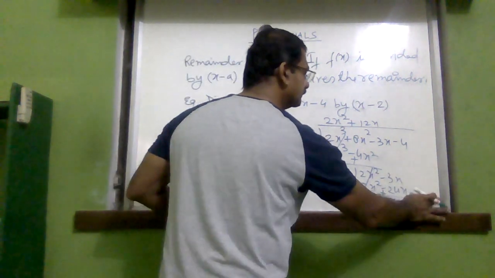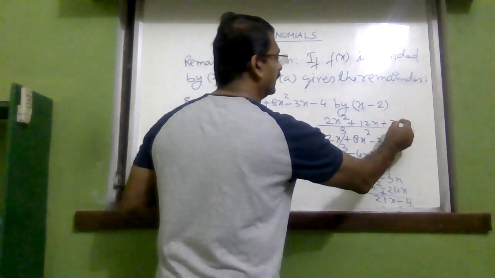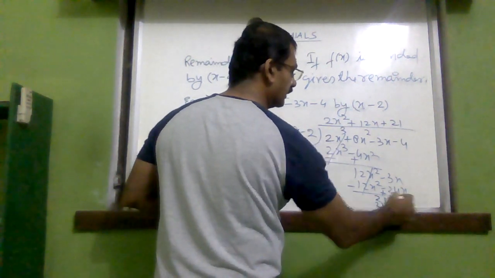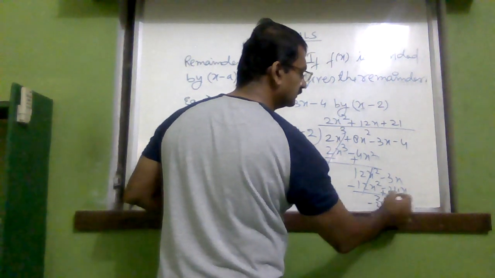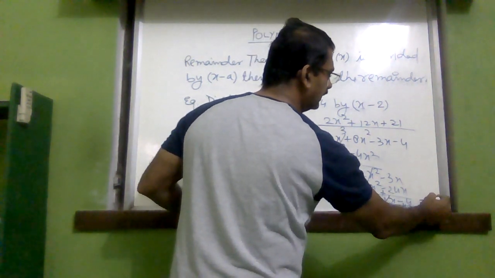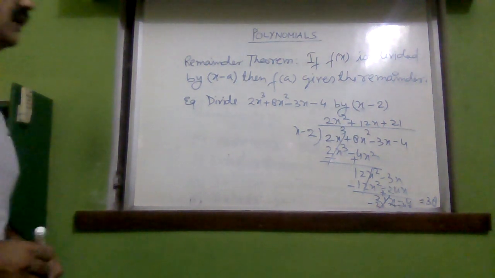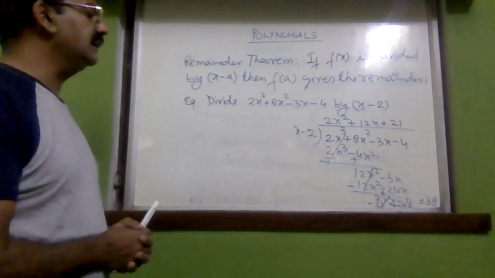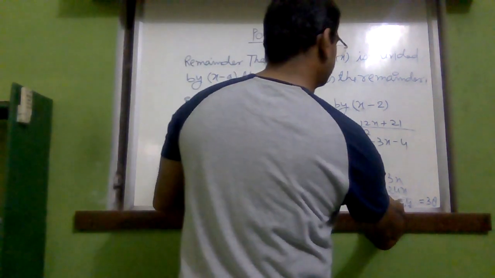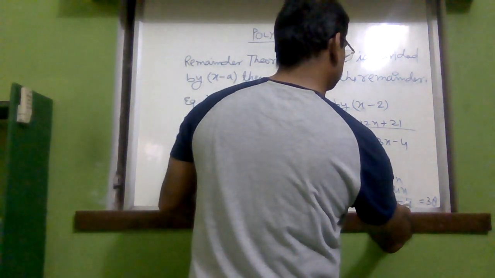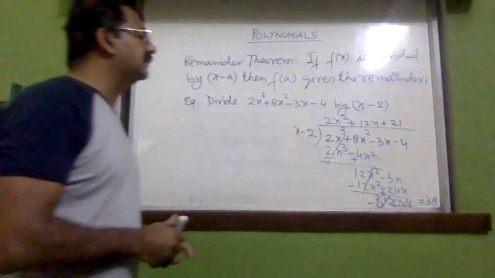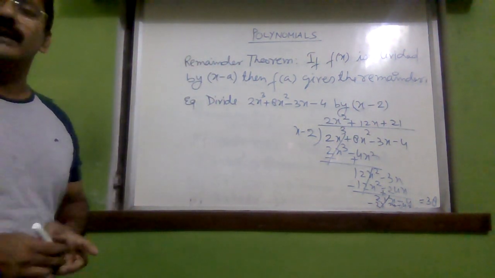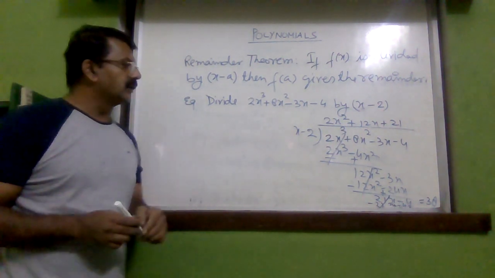and now 21 here, change the sign. So you can see there is a remainder of 38. The remainder is 38. Now, using the remainder theorem, we can directly find out the remainder.